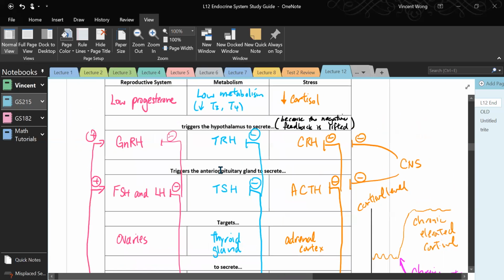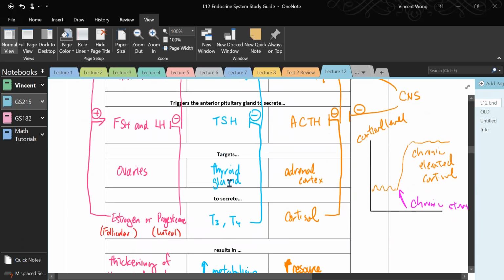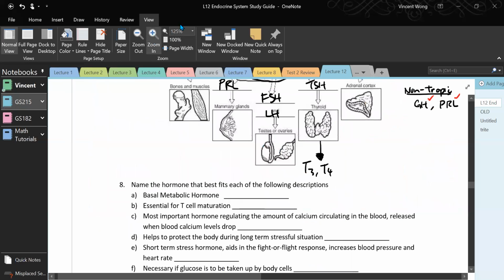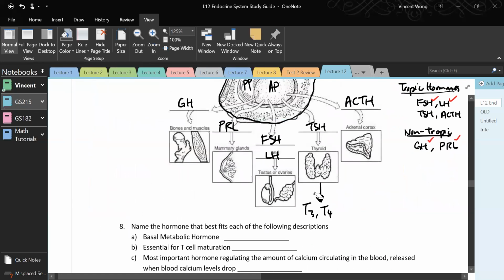Look, the TSH will target the thyroid gland to release T3 and T4, right? So this is going to be T3, T4, like your text forms, okay? T3, T4. How about this one? Anybody remember this one? You can look back, right? Part of it is knowing where to find the answers.